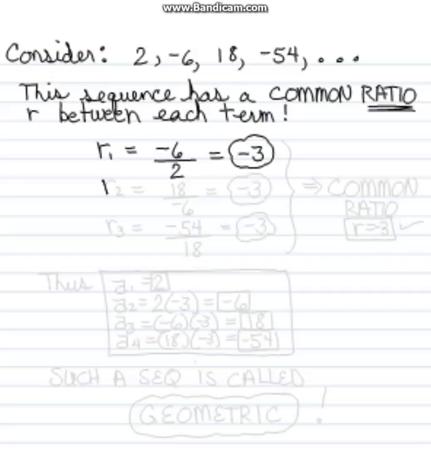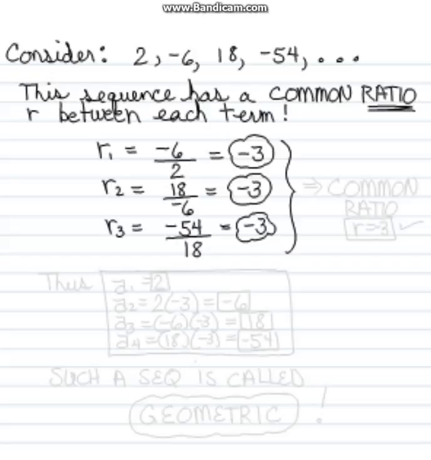Good. Let's try another ratio. Let's take the number 18 and divide it by the term before it, negative 6. We get negative 3. Another ratio, negative 54 divided by the number before it, positive 18, equals negative 3. So in each case, when we did a ratio of each term with the term before it, we got the same ratio. That means we have a common ratio. R is equal to negative 3.